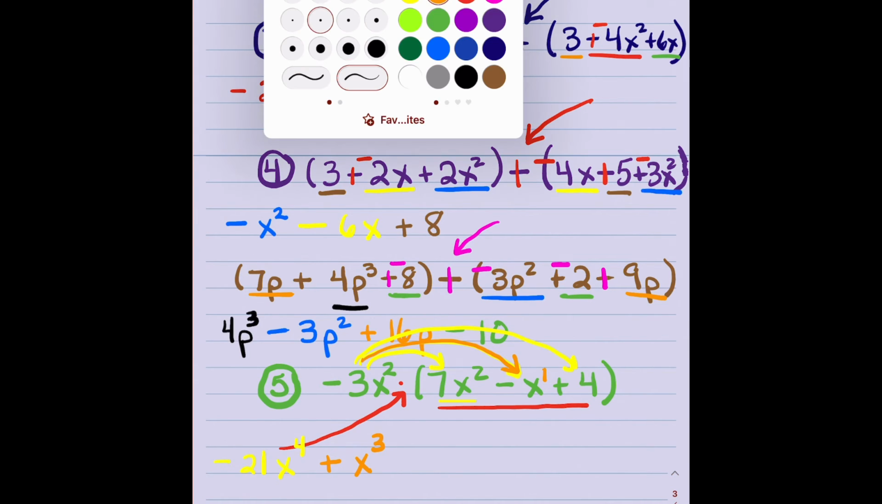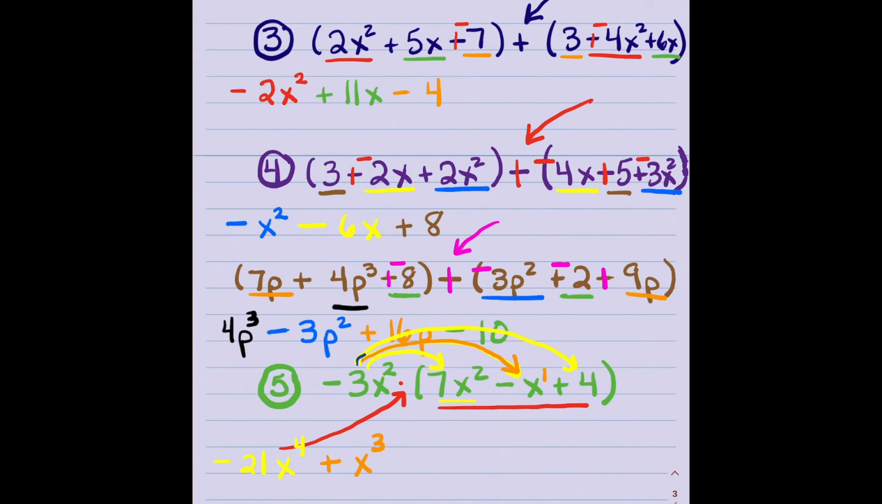The next little piece here is -3x squared times 4, and -3 times positive 4 is -12, and there's nothing else there, so that just becomes x squared. X squared doesn't have any other x's attached to the 4 to multiply. So I have -21x to the 4th plus x to the 3rd minus 12x squared. Leading coefficient is -21. This is a 4th degree trinomial.